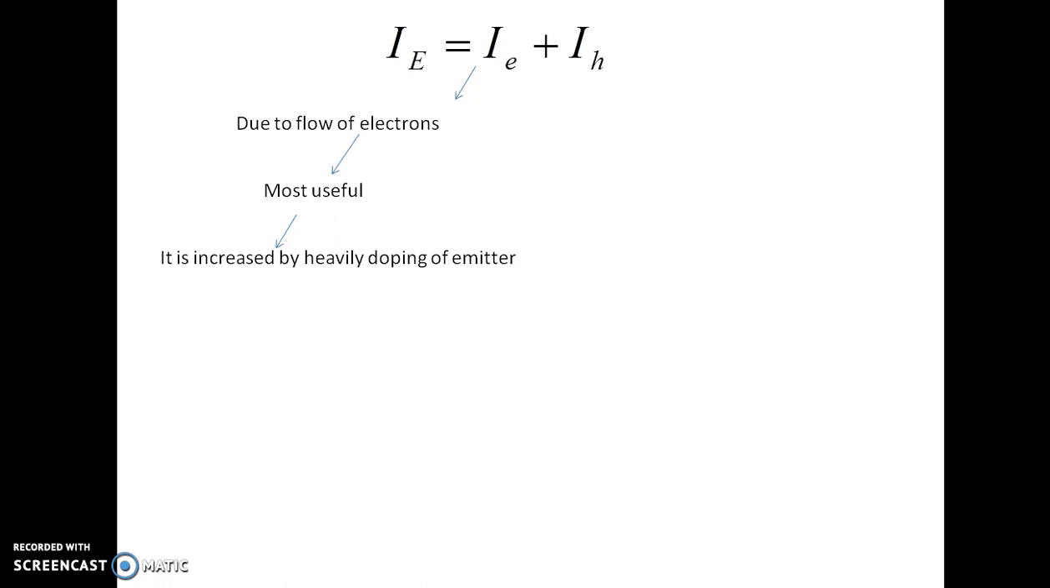Why is it heavily doped? If the emitter is heavily doped, then the current due to the electrons is more, and the efficiency of the emitter terminal will be improved. Now IH is due to the flow of holes. It is not useful. It is decreased by lightly doping the base terminal. So in the construction we see that the emitter is heavily doped and the base is lightly doped.